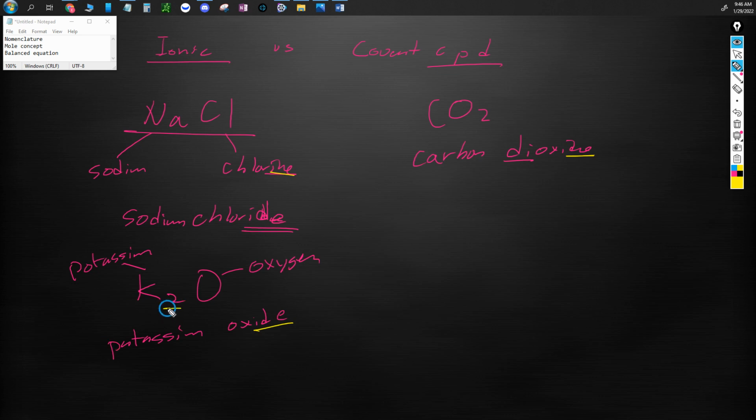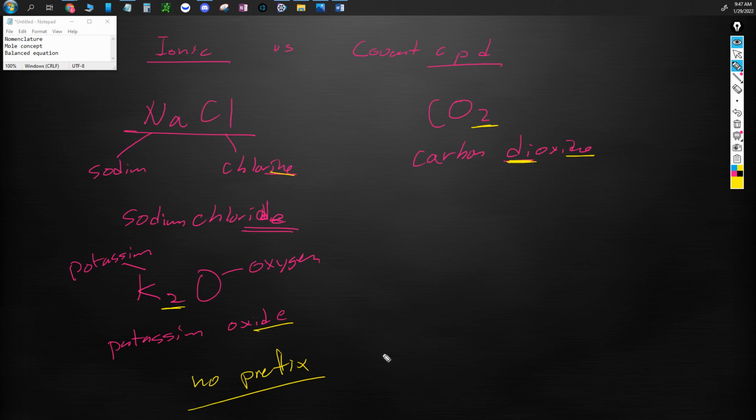We have 2 potassium here, right? We have 2 oxygen here. We did use di, but we don't say dipotassium oxide. That's a distinguishable difference between ionic compound and covalent compound. So no prefix when it comes to counting elements.